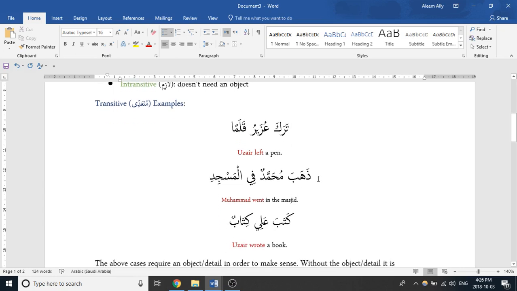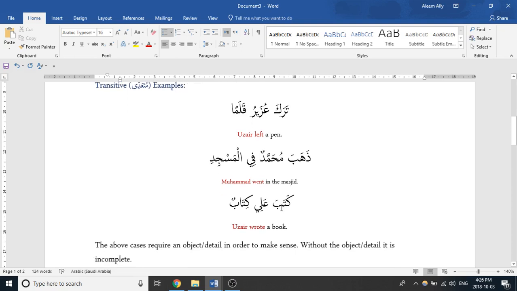Next up we have dhahaba Muhammadun. This means Muhammad went. Next question would be, well, where did Muhammad go, right? It requires a detail. Dhahaba is leading you somewhere to just ask that question. So we would complete it by saying fil masjidi. Muhammad went in the masjid, or went inside the masjid.